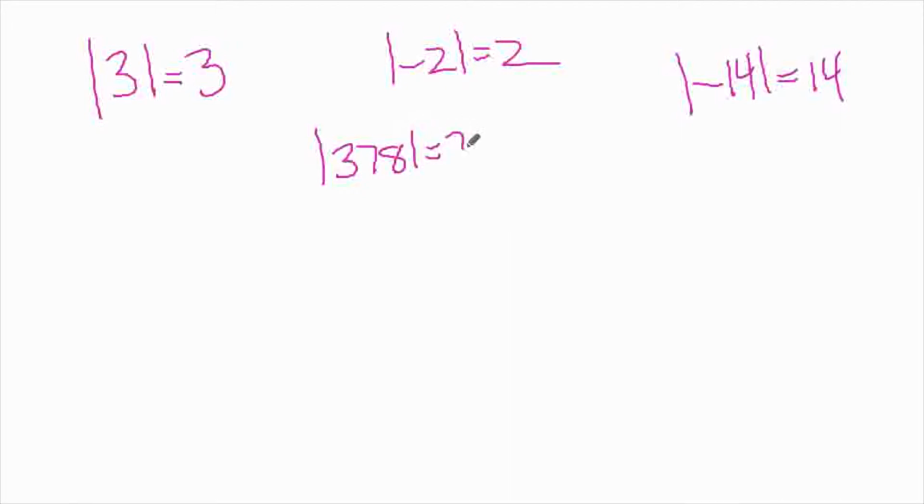378 is 378. Now, one way to think about the absolute value operation is that it simply removes the negative sign. If you thought about it that way, you could go far. All right, and that is correct. If it's positive, it's just the same number as you started with. If it's negative, you change the number to positive.